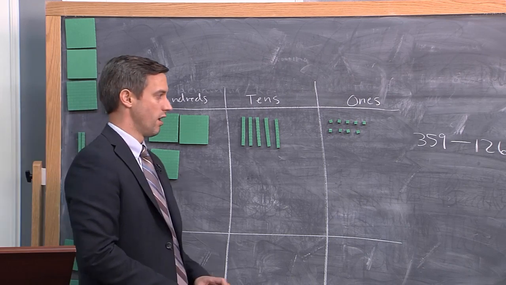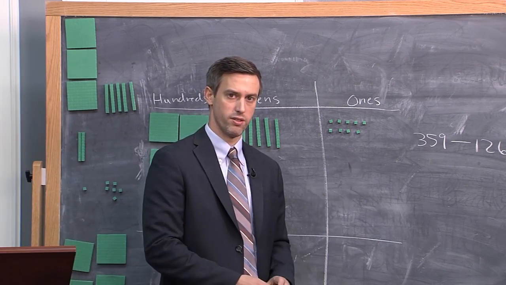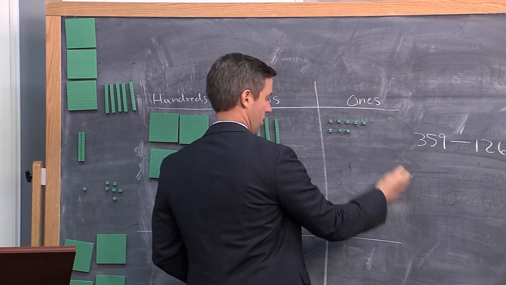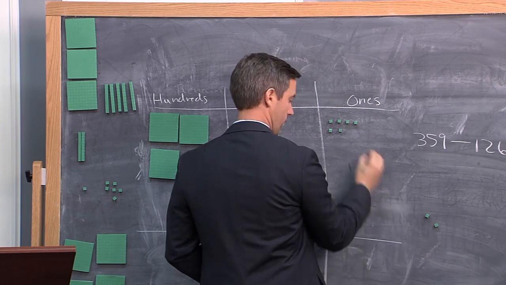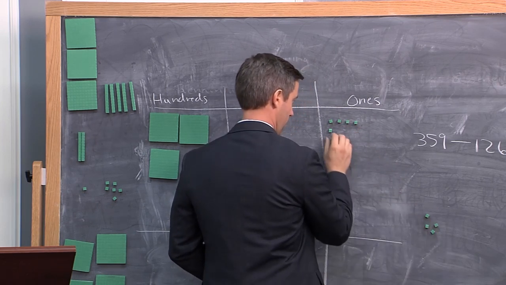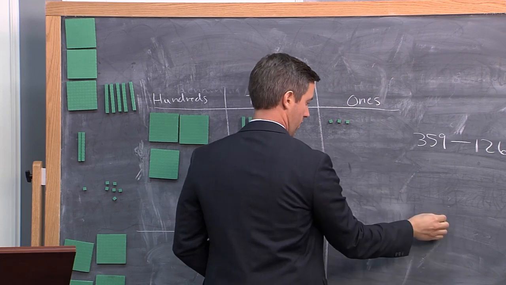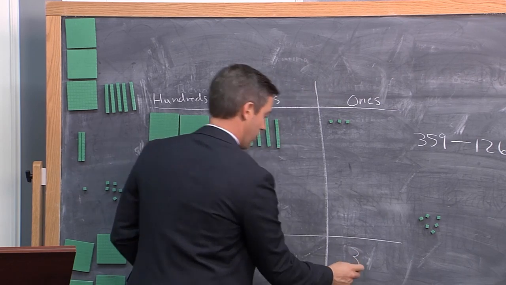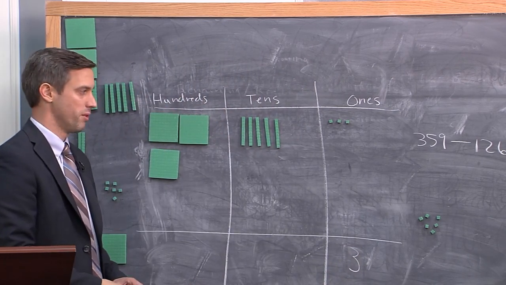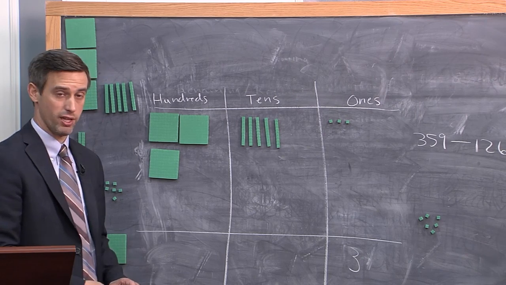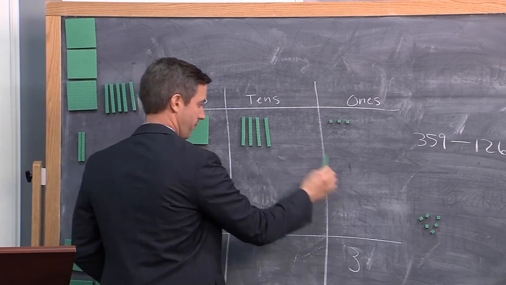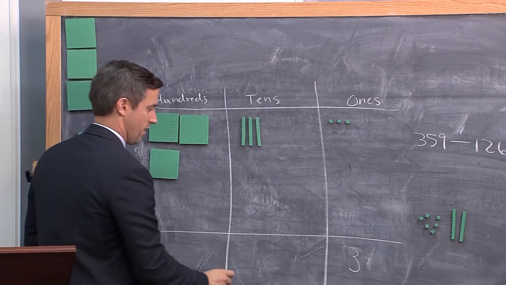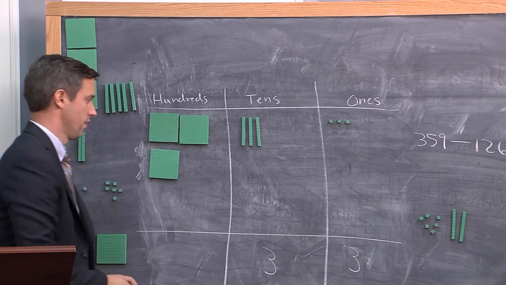So then you say, okay, so how many do I have to take away in the ones place? I have to take away 6. That's right. So I take away 6. Okay, and then how many ones am I left with? 3. Now I go to my tens. How many am I taking away from 5 tens? I'm taking away 2 tens. Great. So how many tens do I have left? I should have 3. 3 tens.